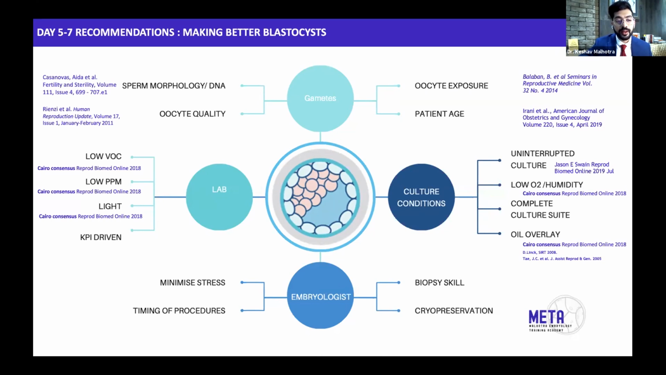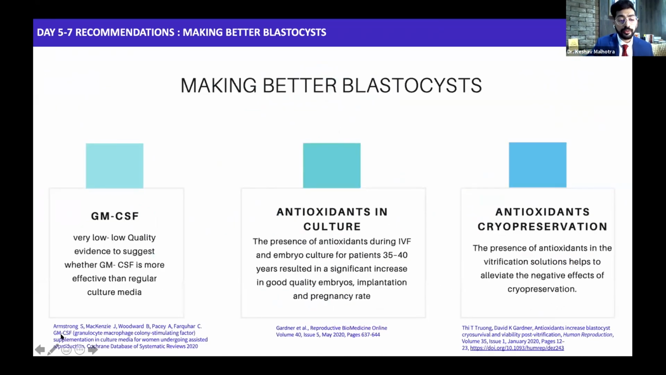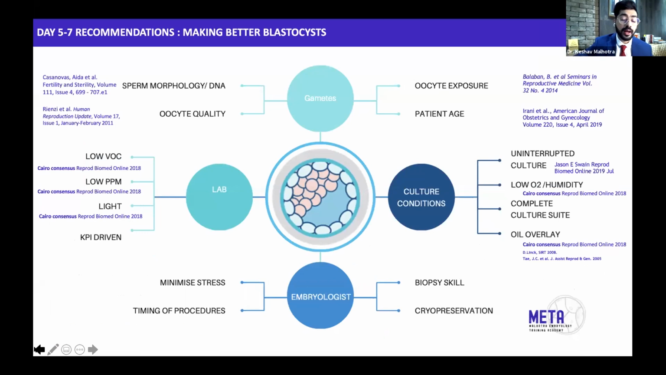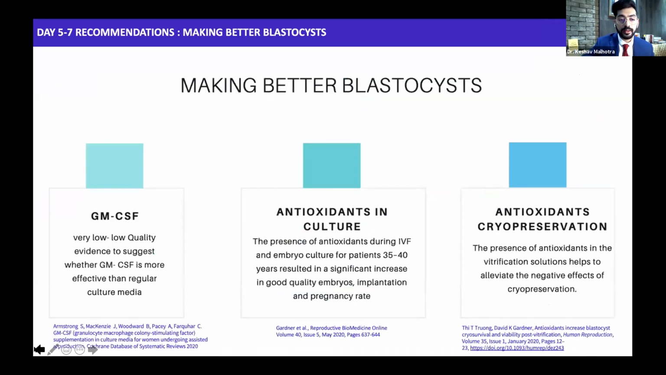Let's look at the lab for a bit. Obviously, this is something that all of us know, but having low VOCs, low ppm, and low light exposure will improve the blastulation rates in the laboratory. And each laboratory has to be KPI driven, and Haroon is going to talk about this in the subsequent talks. But again, if it's a KPI driven laboratory, I will be very certain that that laboratory is probably producing more blastocysts than the others. And last is the skill of the embryologist, where it's the job of the embryologist to minimize the timing of the procedures, the skill with biopsy, and the skill with cryopreservation, which can all influence outcomes.